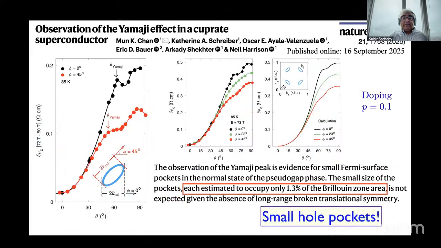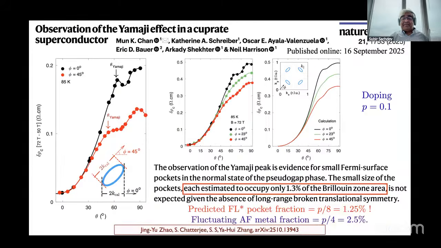Okay. All right. So now coming back to the Yamaji observation, which said they had 1.3%, and that is actually very close to P over 8, because P is 0.1. That gives you 1.25%. Whereas the thermally fluctuating antiferromagnet would give you P over 4, which is quite far from what is seen. Okay, and there's more detailed calculations in our model in this paper. All right, so that's, I think that's really bringing together a lot of things about the pseudogap.